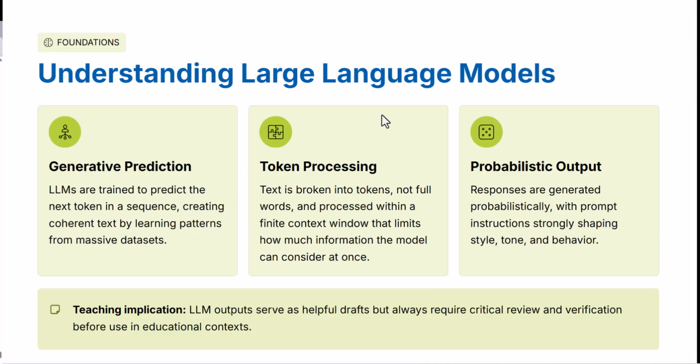A large language model is a generative model trained to predict the next token in a sequence of text. In practice, the model does not operate on full words, but on smaller units called tokens. When it generates a response, it relies on the information currently available in its context window, which includes the prompt and the recent conversation. Because generation is probabilistic, responses can vary, especially when instructions are vague or incomplete. For that reason, it is best to treat model outputs as drafts that may be useful, but still require critical review, verification, and common sense.